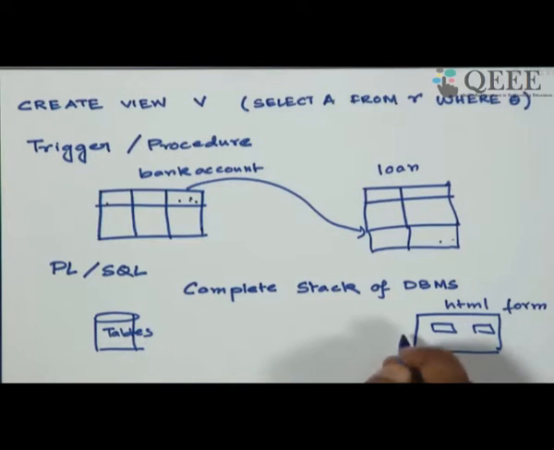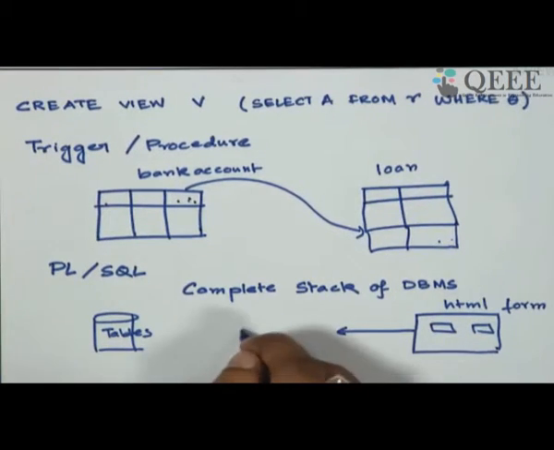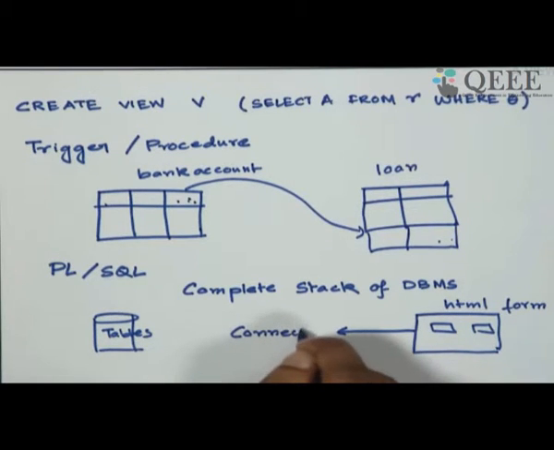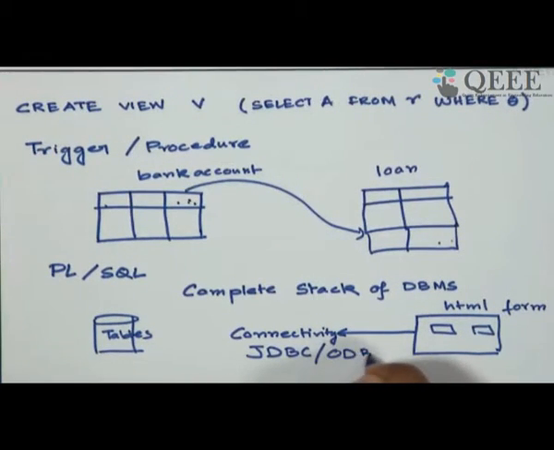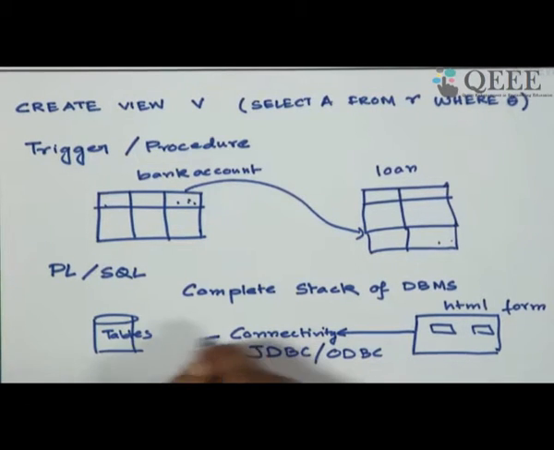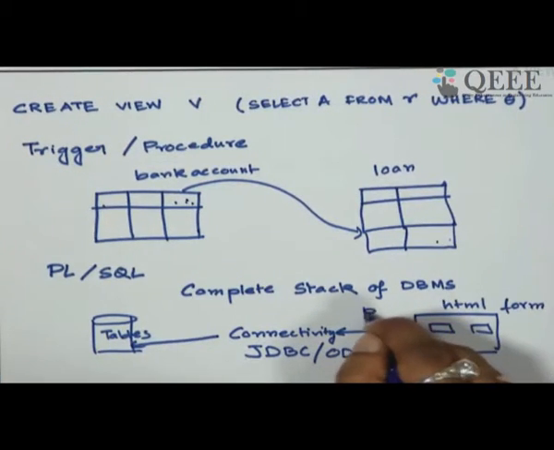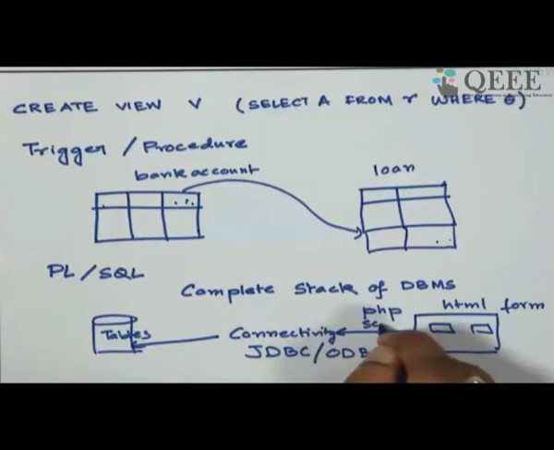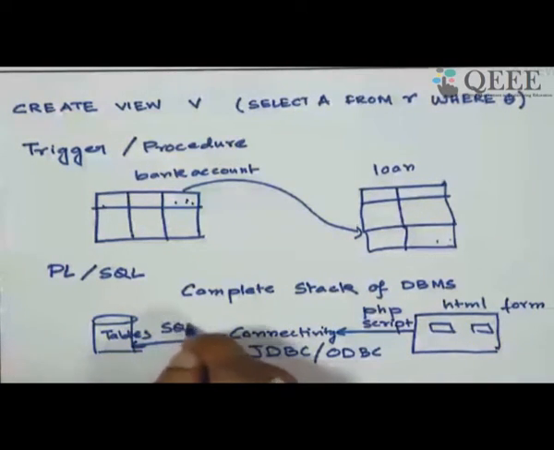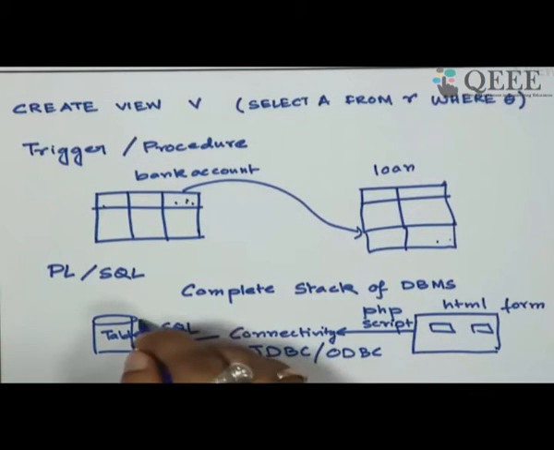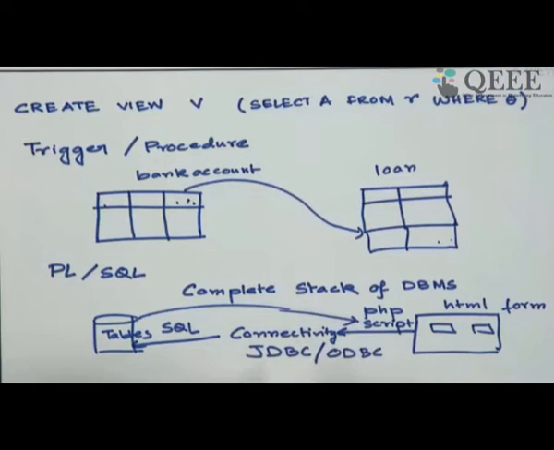And there is something called a connectivity server, like JDBC, Java Database Connectivity, or C++ Open Database Connectivity, ODBC. These connectivity servers take some scripting language like PHP or JavaScript, which reads this HTML page, sends information through this connectivity server, and fires SQL queries to these tables. The answer also comes to this connectivity server, and again through the script it generates HTML as the answer.